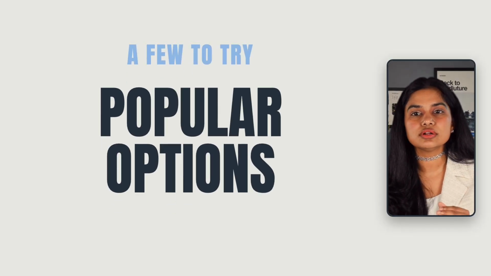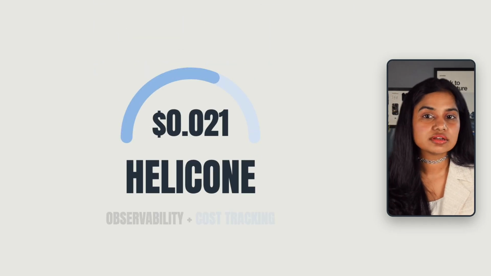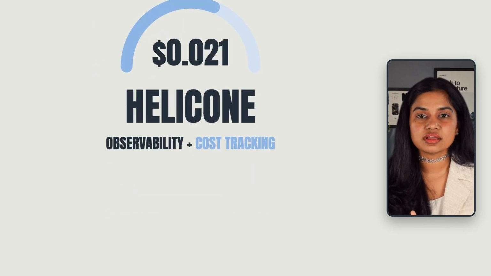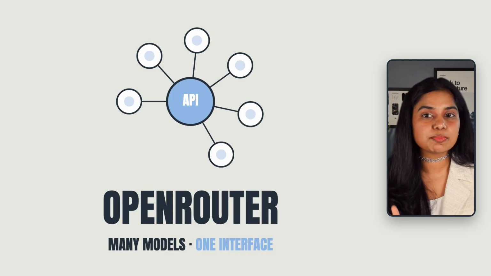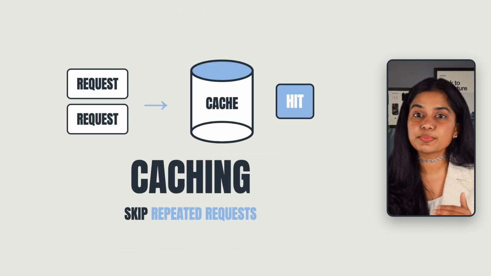And if you are building products with AI, there are also tools that can help you monitor all of this. Tools that help track token usage. If you're just using AI casually, you probably don't need special tools. But if you're building applications or using AI at scale, visibility becomes important. Some popular options include LangSmith for monitoring prompts, traces, and usage, Helicone for observability and cost tracking, OpenRouter for access to multiple models through one interface, and Redis-based caching solutions that can reduce repeated requests.